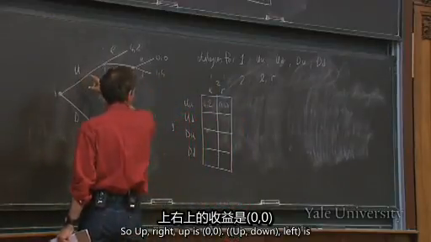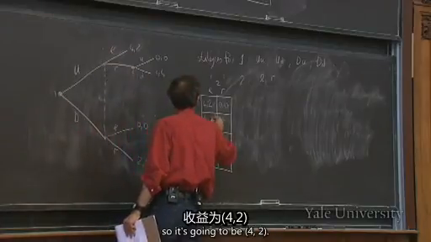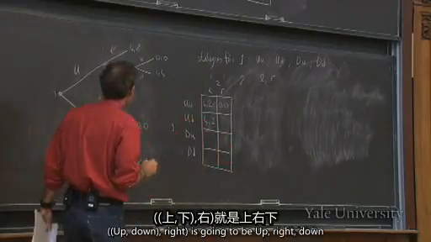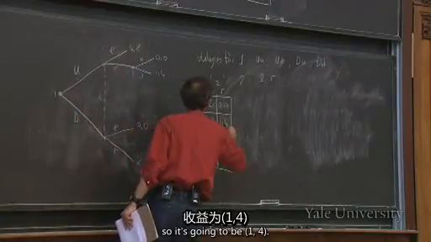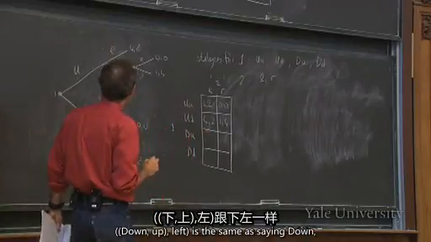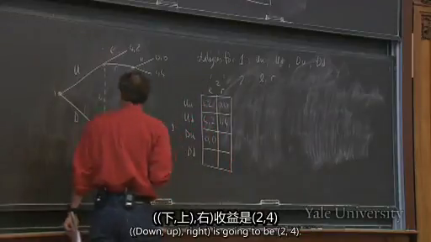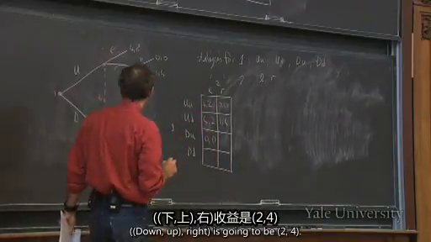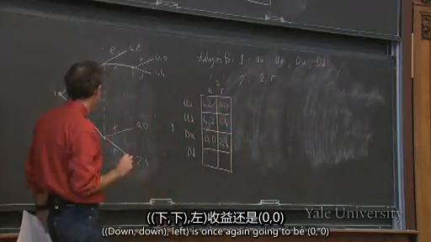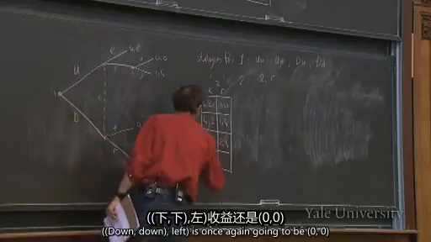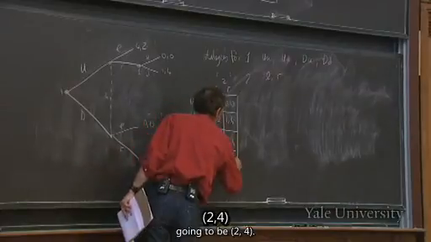Up down, left is the same as up, left, down. So it's again 4, 2. Up down, right is going to be up, right, down. So it's going to be 1, 4. Down up, left is the same as saying down, left. So it's going to be 0, 0. All right. Down up, right is going to be 2, 4. Down down, left is once again going to be 0, 0. And down down, right is once again going to be 2, 4.